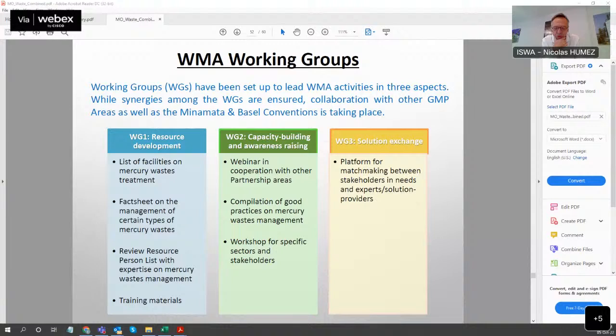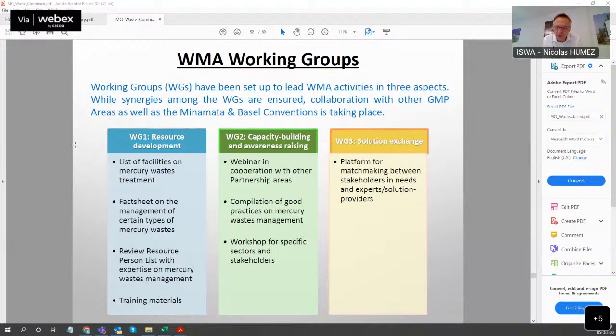The idea is also to compile the good practices that can come from the working group one or from the outcome of the working group three, and to have a workshop on specific issues. Potentially, we can have a joint workshop with other areas, for example, the oil and gas or the interim storage or whatever.